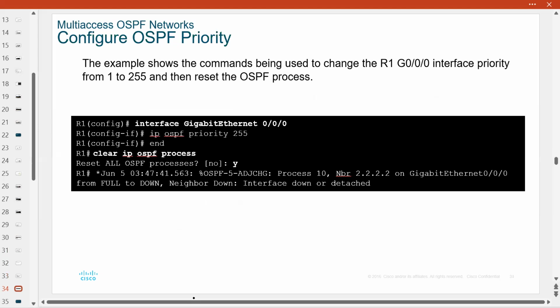Another important thing: for it to take effect, we have the clear ip ospf process again, to reset and reload the whole OSPF process. Even if you've changed this, if you don't run clear ip ospf process, the change will not take effect until you have cleared the process or reloaded the router.